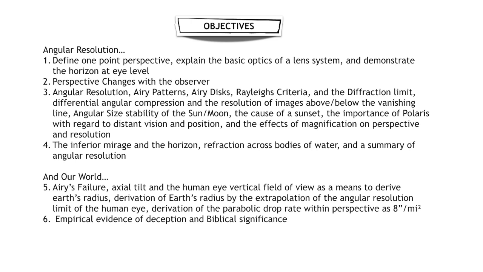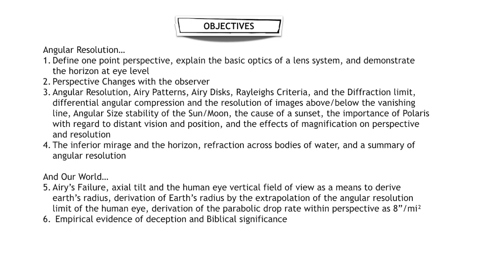The first part in this series is going to be the version that you're watching right now, which is to define one-point perspective, explain the basic optics of a lens system, and demonstrate the horizon at eye level. The second part will be perspective changes with the observer, and how your perspective alters with different heights.